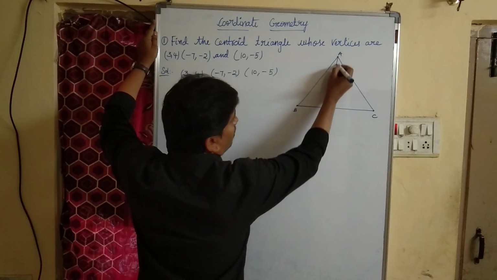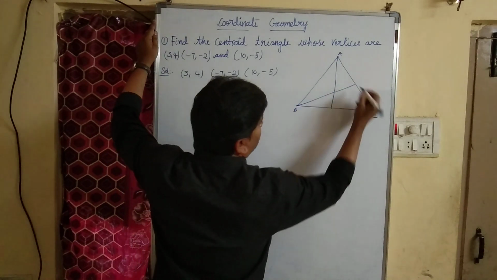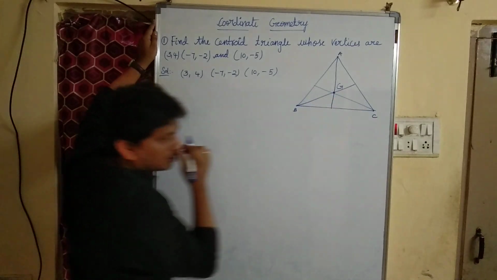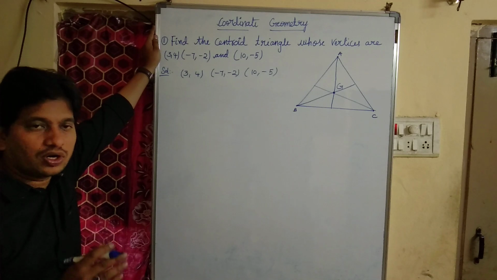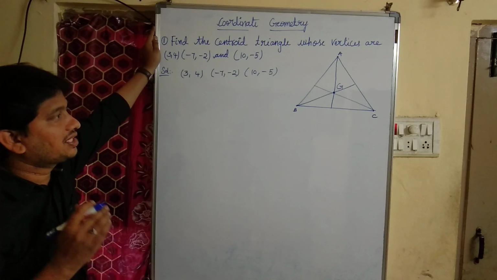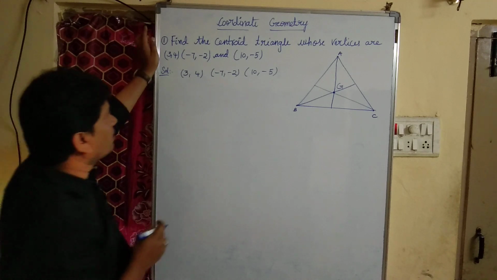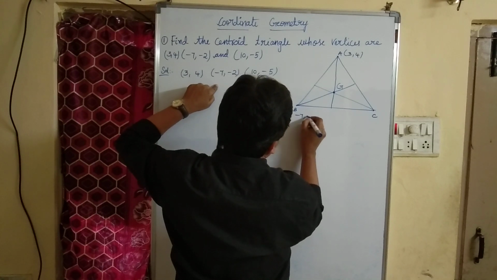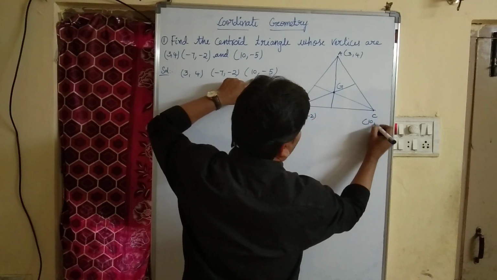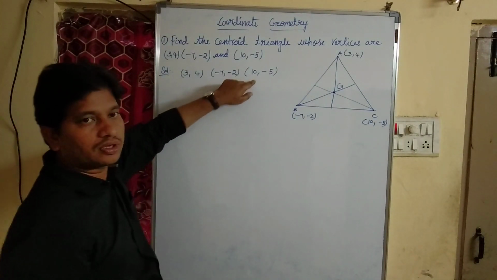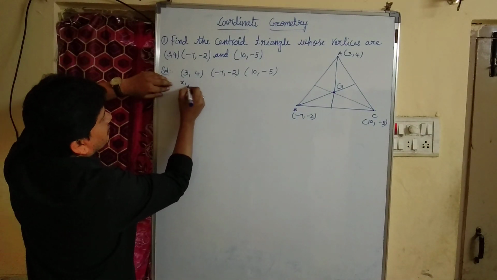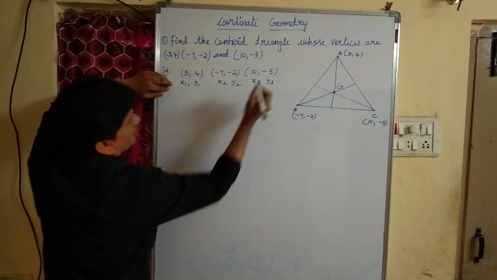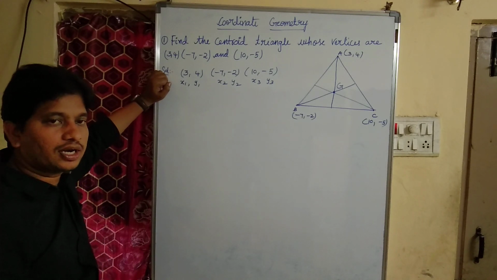So what do you mean by centroid? The intersection of the three medians we call a centroid. It is represented by the letter G. Given vertices A (3, 4), B (-7, -2), C (10, -5). We call these x1, y1, x2, y2, x3, y3, the given three vertices of a triangle.